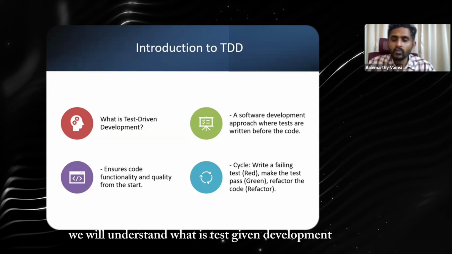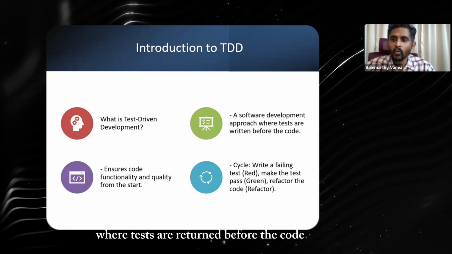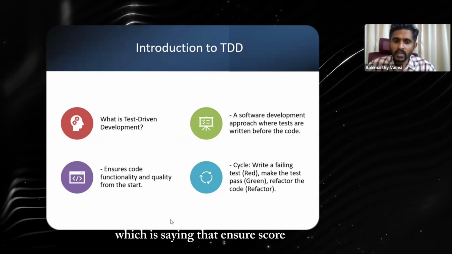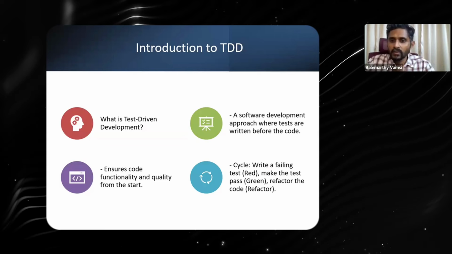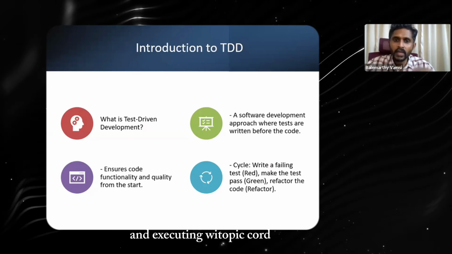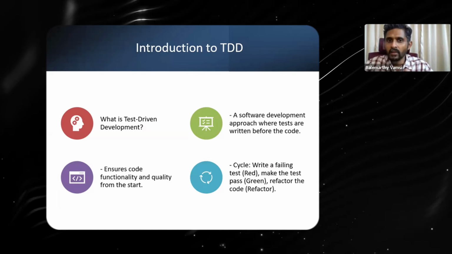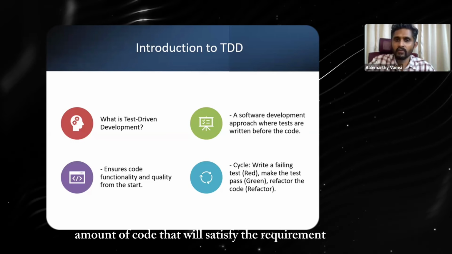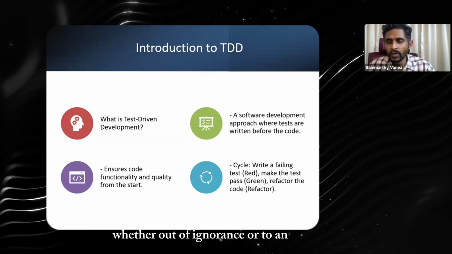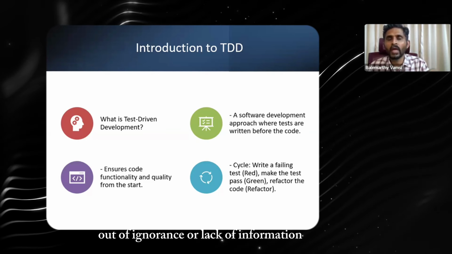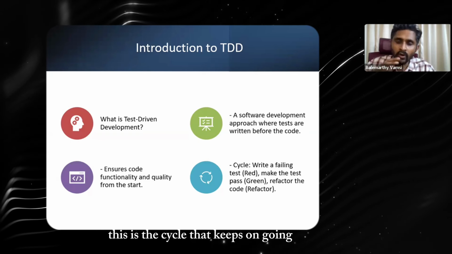Yes. So today we will understand what is test-driven development, which is a software development approach where tests are written before the code. It ensures code functionality and quality from the start. The cycle is writing the test case and executing it without the code, where the test case fails, then incrementally writing the smallest amount of code that will satisfy the requirement so that the test case becomes green. And then I also see whether, out of ignorance or lack of information, I ended up writing a lot of code? If so, I refactor. This is the cycle that keeps on going in test-driven development.